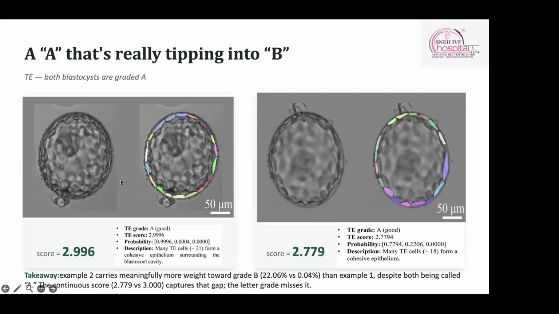So if we have to choose, according to the model, we will choose 2.996. Though both carry meaningful weightage towards the B category, this one is completely A, and this one is almost tipping into the B. So if the score comes to 16 or 15, it will tip into the B. But because it is 18, it is still A, but borderline A.